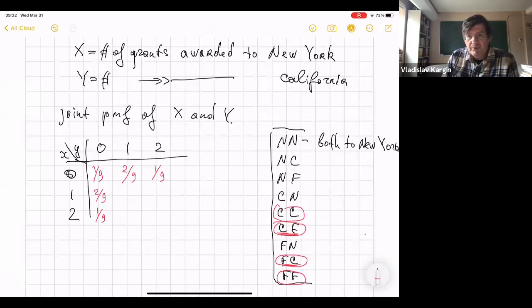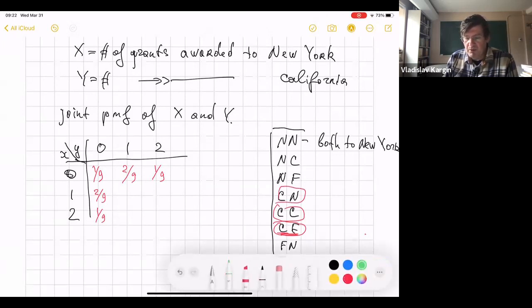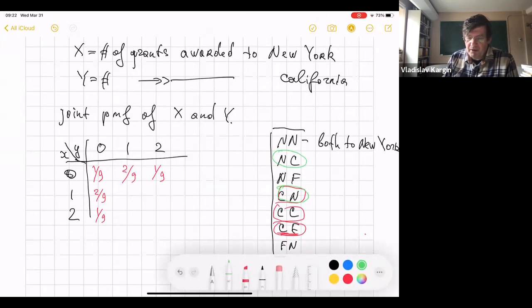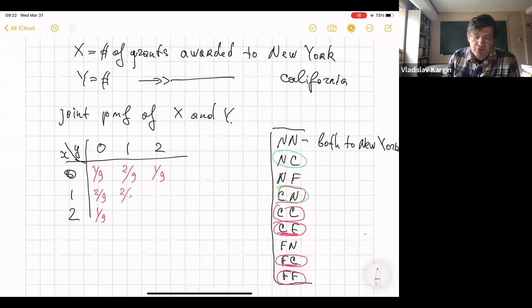What 1 and 1 means: 1 grant to New York, 1 grant to California. There are 2 possible cases. So this one and this one: New York, California, or California, New York. So here the probability is 2/9.